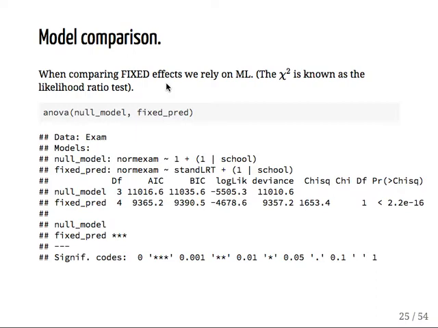So when comparing fixed effects, we use the maximum likelihood method. Similar to what we did, for example, when comparing the models when we were doing measurement invariance, we can use ANOVA to compare different types of models. And then we get this type of output. So we can see lower AIC is a better fitting model. And then we can have a chi-square test, which tells us there's a highly significant difference between the null model and the model with standard LRT in it. Does everybody understand this?